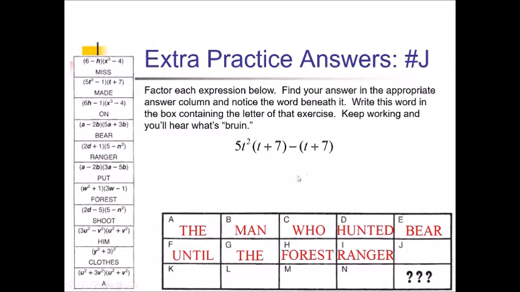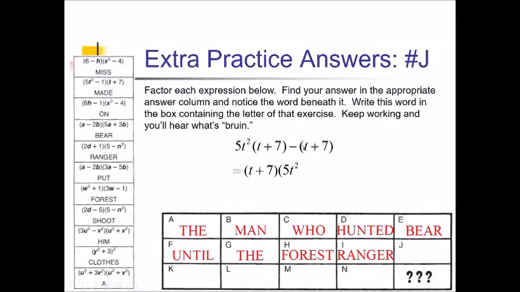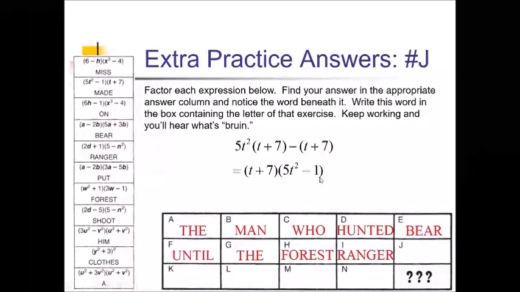For problem J, we have a common factor of t plus 7 that's coming out. And then we have leftovers of 5t squared, and we have a minus parentheses. That means there's an invisible minus 1 right there that's coming out. So putting all that together, I'm looking for t plus 7 and 5t squared minus 1. That's right up here. The word is made, so that's going under J.